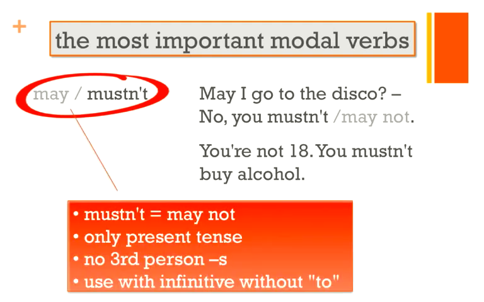So what are the most important things here? Mustn't is the same as may not. Remember, it's only used in the present tense. There is no third person S, and please use it with the infinitive without the to. We know this now. So it's, may I go to the disco? And you mustn't buy alcohol. Use it with the infinitive without the to.